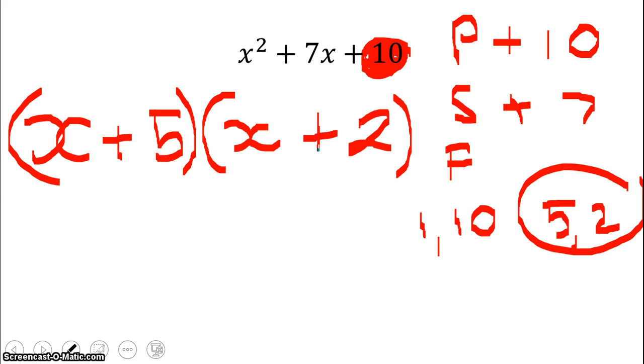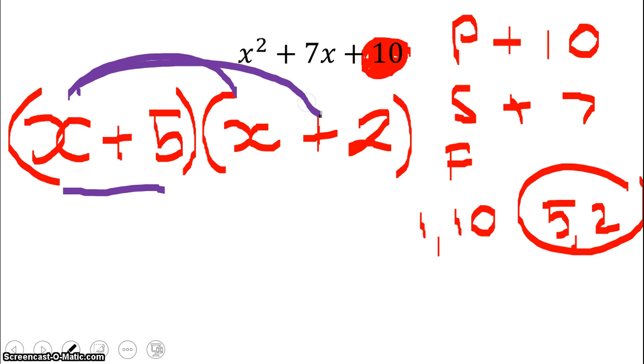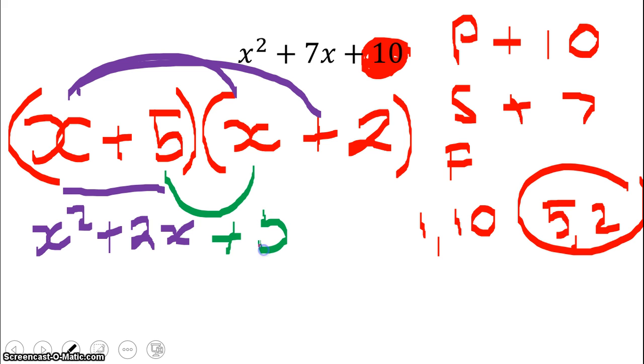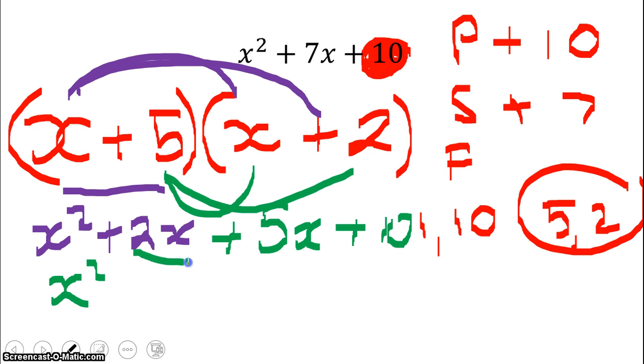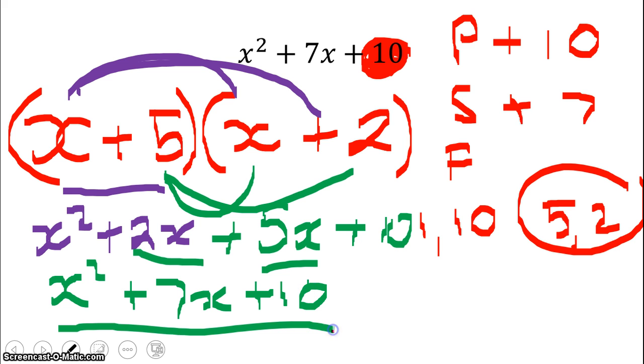You'll notice that I put the 5 first. There's no particular reason for that. It doesn't matter which one goes first or second. It makes no difference. Now, if we wanted to, we could actually go through and do our expansion. x times x is x squared. x times 2 is 2x. 5 times x is 5x. And 5 times 2 is 10. Once we've got that, we've got x squared, 2x plus 5x is 7x, plus 10. And you'll see we've got exactly the same as what we started with, so we know we've done it right.